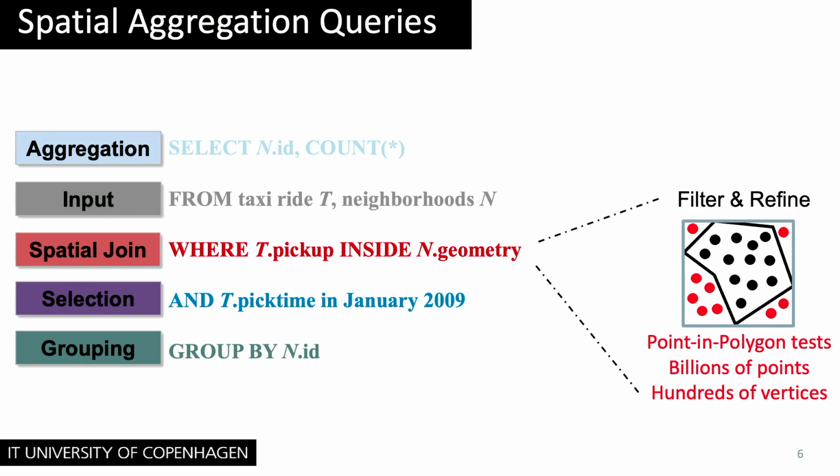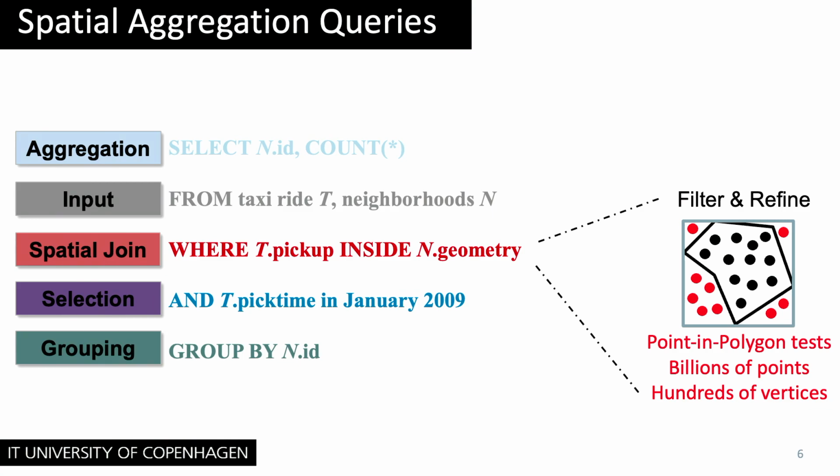Any points that are outside these boundaries are discarded, and you can see the discarded points in this example with red color. Now, real-world regions are complex. They consist of hundreds of vertices, and this makes point-in-polygon tests very time-consuming because each test takes time linear in the number of vertices of the polygon.